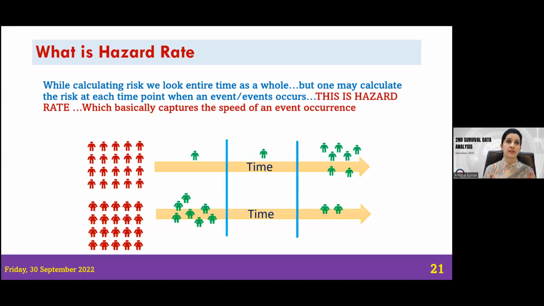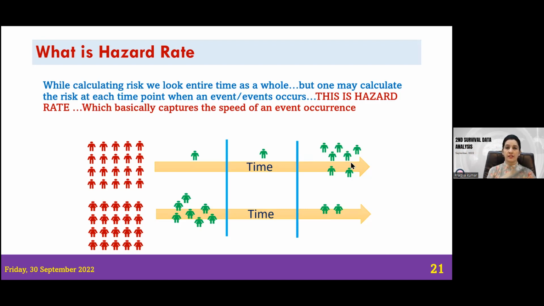So hazard rate, we have now seen the answer to the question: what is this hazard rate, and how has it suddenly come into the picture? We explained this in the beginning regarding the episode of event. While we calculate the risk, we look at the entire time as a whole. So if you have to calculate the risk at this time point, you are not going to worry whether it is high in the early period in the case of a female and high in the late period in the case of a male. So we calculate the risk at the end.